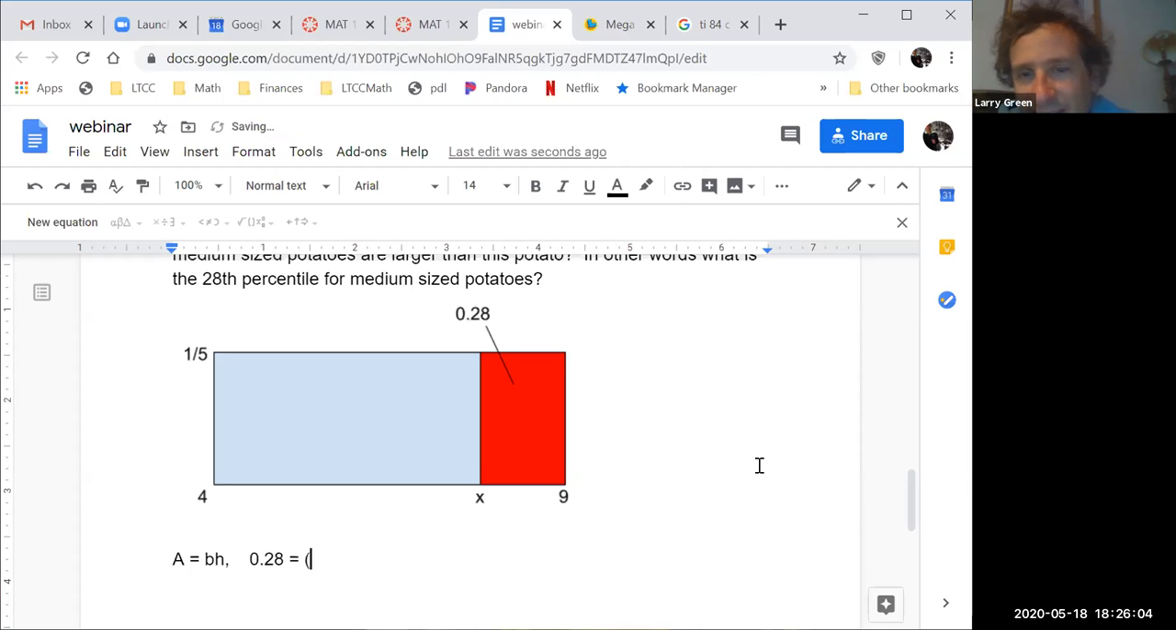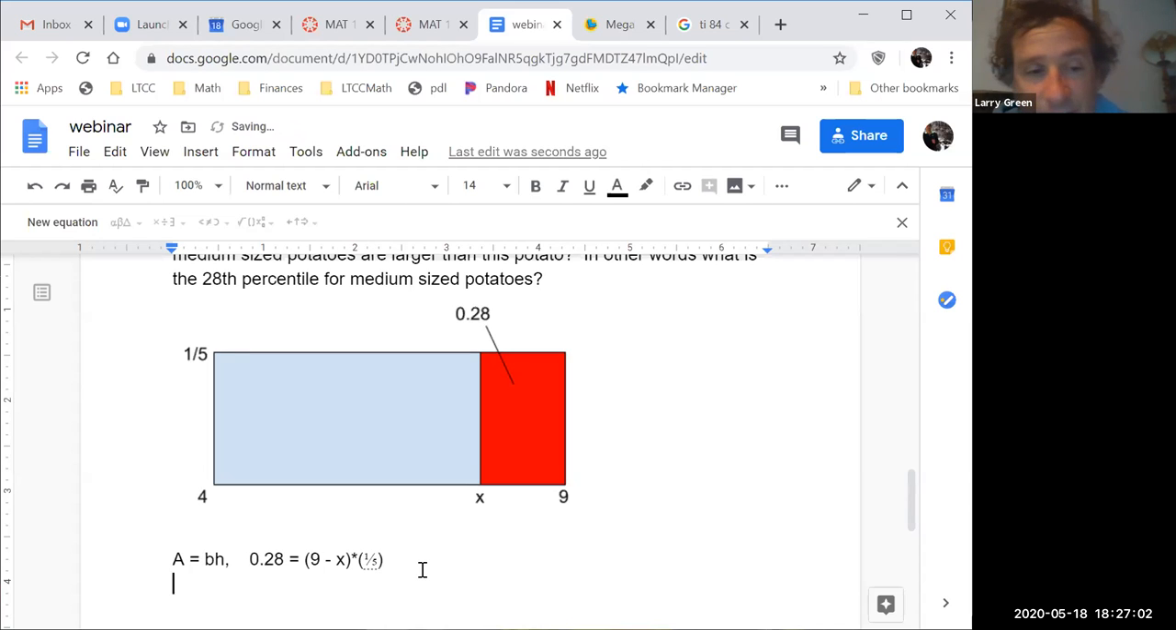What about the base? I see one person privately messaged me with an answer, but hopefully some of you can get it too. What's the base of the red rectangle, the smaller one to the right? The hint is it's not just going to be a number, it's going to be an expression. If you don't see it, the base goes from x to 9, and you always do the right minus the left. So it's going to be 9 minus x. Good. And the height is 1/5.